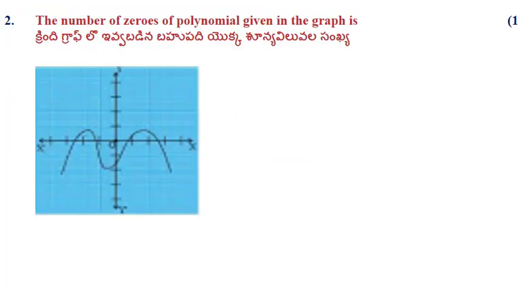The number of zeros of the polynomial given in the graph is, the graph is intersecting the x-axis at 1 point, 2 points, 3 points and 4 points. So the number of zeros of the given graph is 4. So it has 4 zeros.